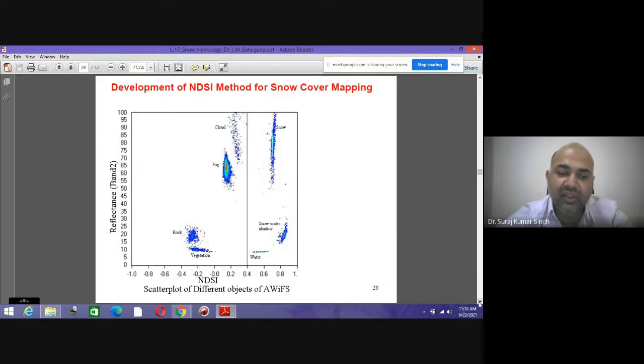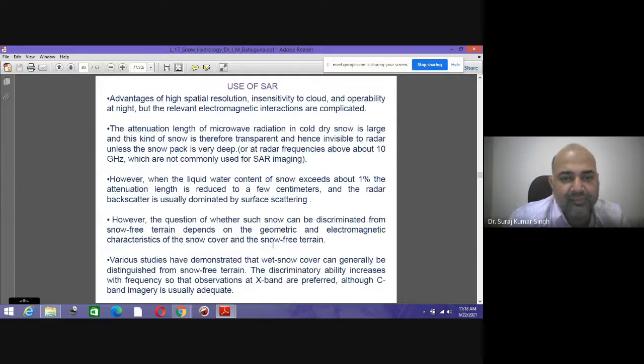Here you'll be seeing, when we are creating a scatter plot of the various earth objects, you can see how differently rocks, vegetation, water, fog, clouds, snow, they behave differently in the various spectral graphs that we are creating. So not only the optical remote sensing data, the microwave remote sensing data like SAR has got a great advantage for delineation of snow and glaciers. The advantage is of high spatial resolution.